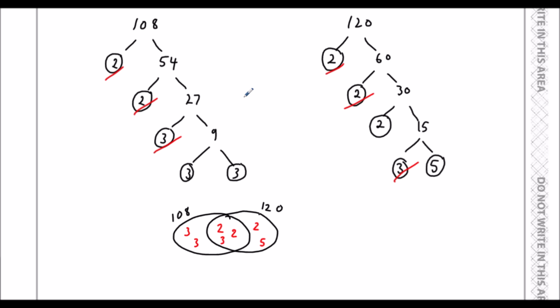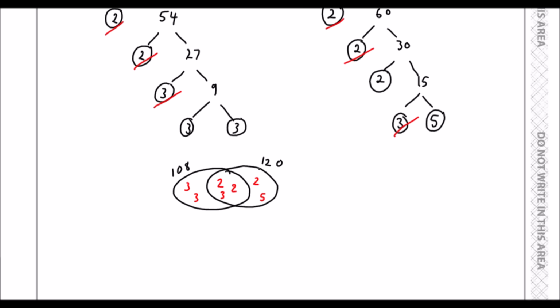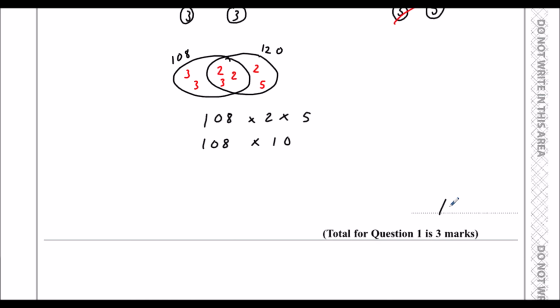The lowest common multiple, the lowest number in the 108 and 120 times tables, is going to be all of these numbers multiplied together. So 3 times 3 times 2 times 2 times 3 times 2 times 5. But remember, the 108 circle multiplies to make 108. So it's 108 times 2 times 5, or 108 times 10, which is 1080.